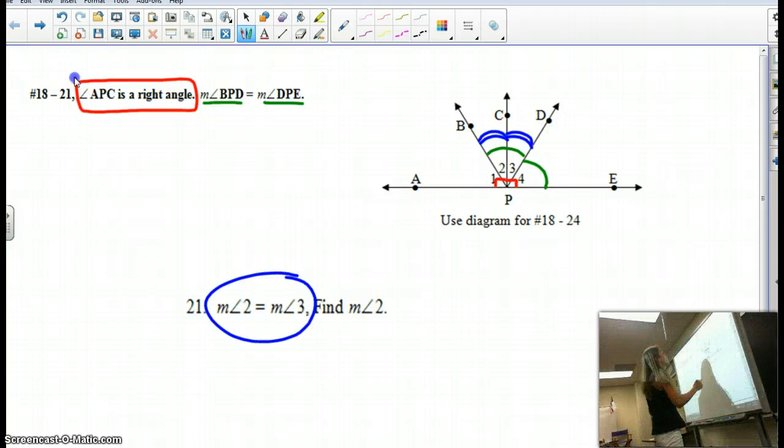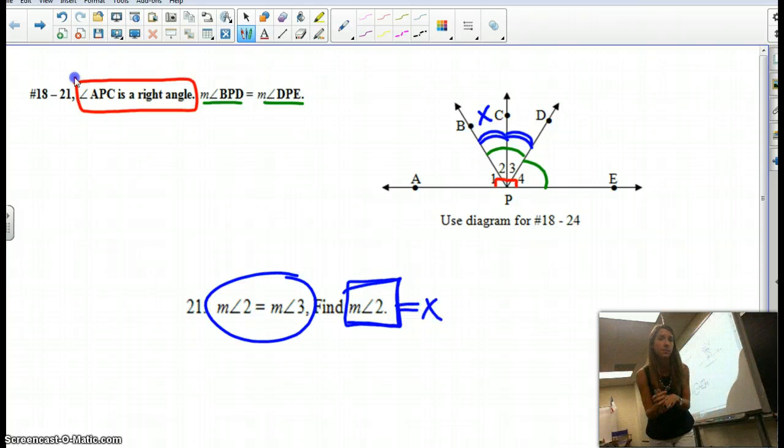So what I'm going to do is I'm going to call this angle x. And that happens to be angle 2 that I called x, and that's what I'm looking for. So once I find x, I've found my answer. All right, well, if I've called that x, then what is angle 3 called? Well, it's called x because they're congruent. They both have a double arc.